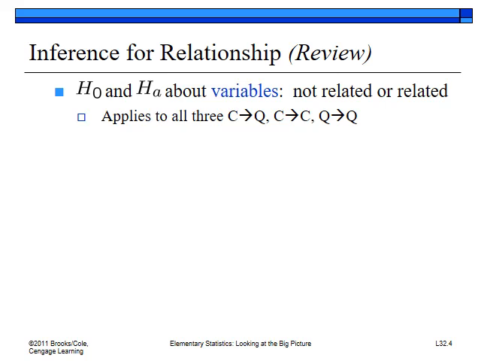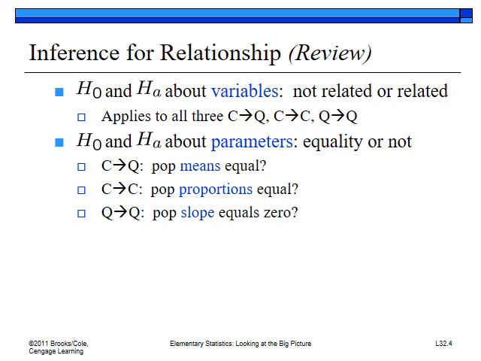So remember that we can state the null and alternate hypotheses about variables, whether they are related or not. We can also state it in terms of parameters, whether something is equal. For a relationship between categorical variables, we're asking whether the population proportions are equal.